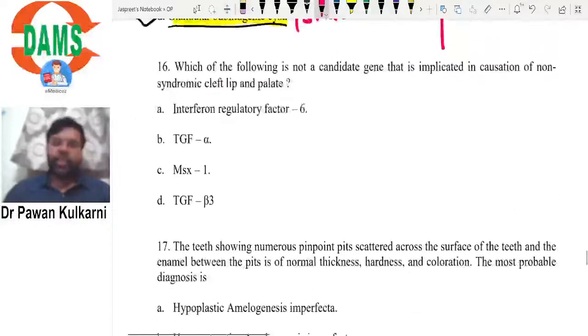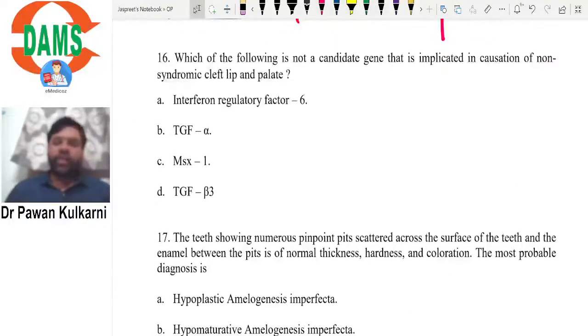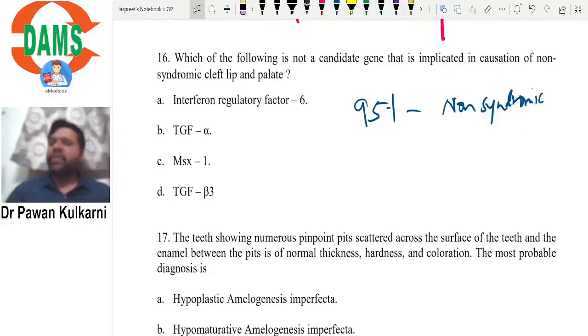Okay, moving on to the 16th question. Which of the following is not a candidate gene that is implicated in the causation of non-syndromic cleft lip and cleft palate? First point that we should know about the question: in cleft lip and cleft palate, 95% of the cases are non-syndromic, which means they are not associated with any syndrome. Only 5% of the cases are syndromic.